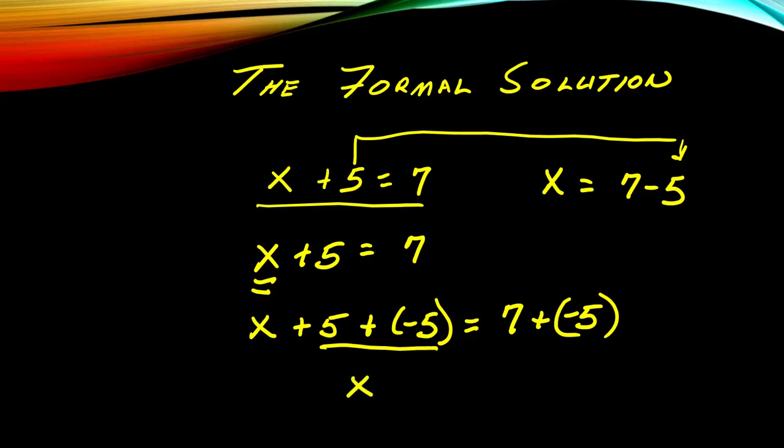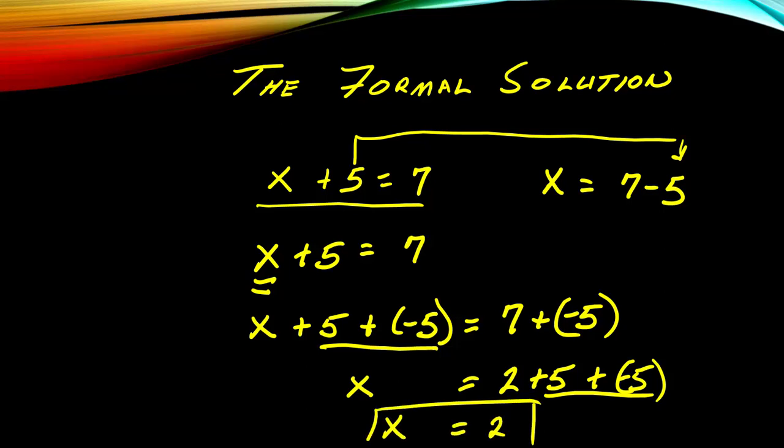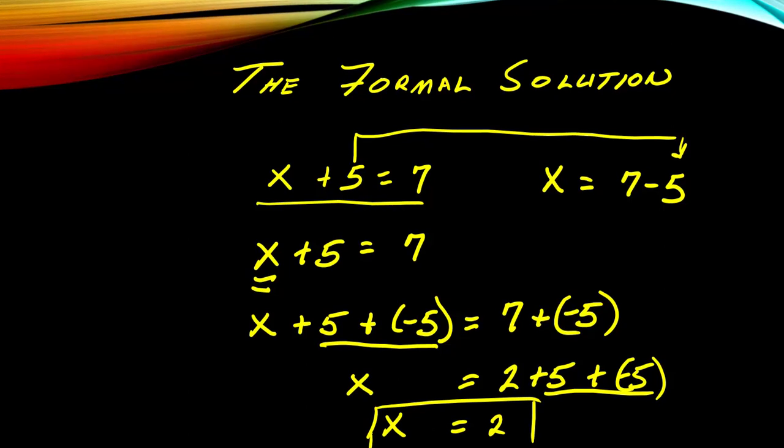Now we have x equals, and x is isolated now. It's all by itself. 7 can be written as 2 plus 5. And here we have that negative 5 again. Once again, this is the additive inverse, and we know that that becomes a 0. So at the end of the day, we would have x equals 2, and we would box that in to demonstrate that that's our answer.